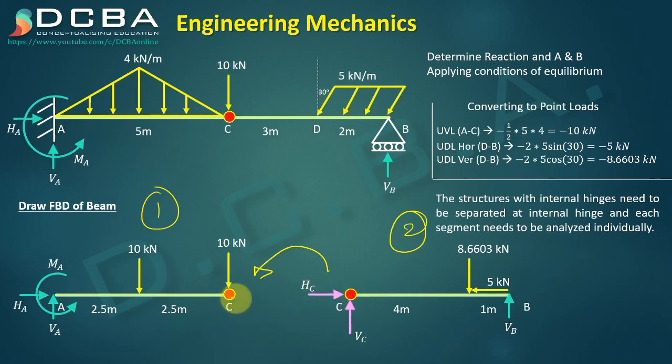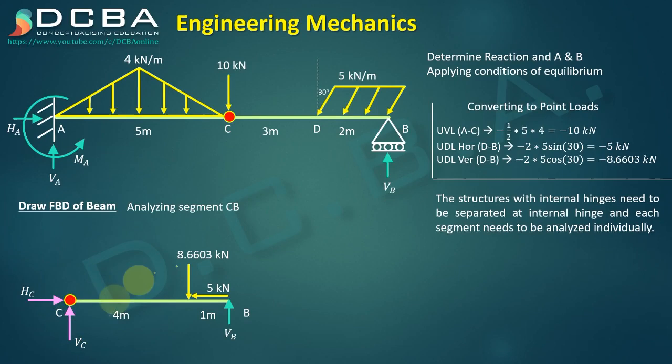But I am not showing it here now because I do not know exactly whether VC has a vertical direction or whether HC has this direction or not. This we will get when we analyze this second segment. And why am I analyzing this second segment? Because it is easier to analyze this second segment. That is the only reason I am doing it.